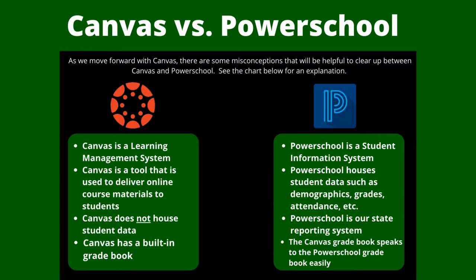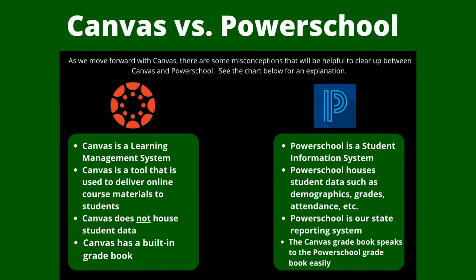Canvas does not house student data, and Canvas does have a built-in gradebook, but PowerSchool is our official gradebook. We have to have a gradebook approved by the state, and that's PowerSchool. PowerSchool holds all of our student information. It houses data such as demographics, grades, attendance, all of those kinds of things. So they play two different roles, and we have to have both.